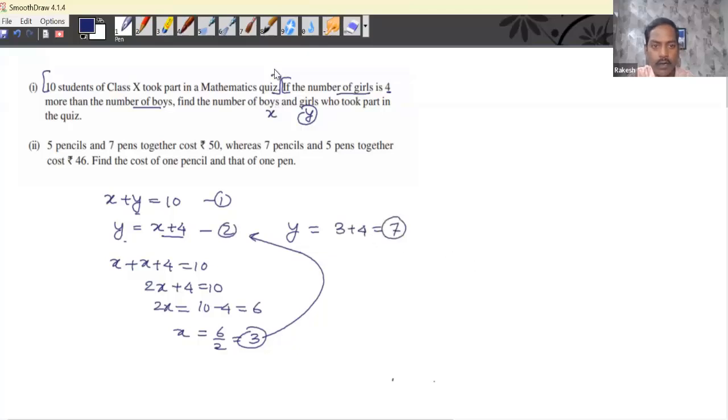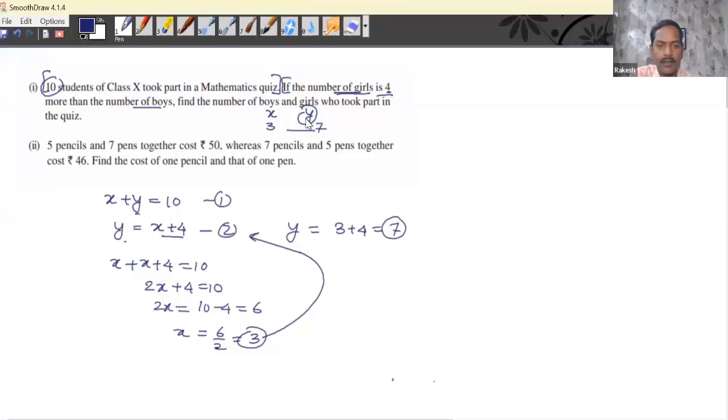So we have got that there are 3 boys and 7 girls. We can cross check. Is the total number of students 10? Yes, 3 plus 7 is 10. Is the number of girls 4 more than the number of boys? Yes, it is. So we have got the right solution, right?